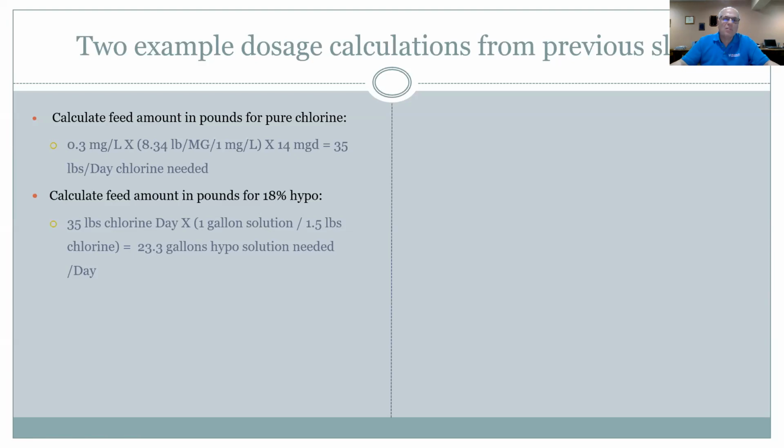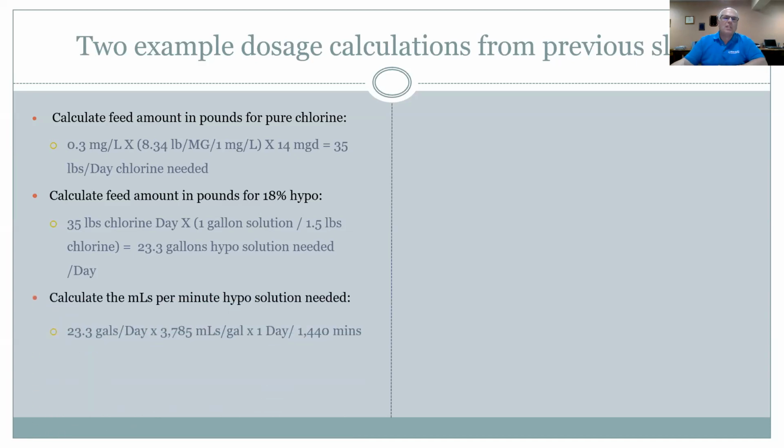Now then that makes it simple. If I know how many gallons I have to feed in a day, then I can work out the milliliters per minute, and that's what I'm going to do next. Calculate the milliliters per minute hypo solution needed. I'm going to take the 23.3 gallons per day, multiply that by 3,785 to change gallons to milliliters, and divide by 1,440 minutes to change that day to minutes. And I come up with an answer of about 61.2 milliliters per minute solution needed. So I would go set the feeders for the 61.2.